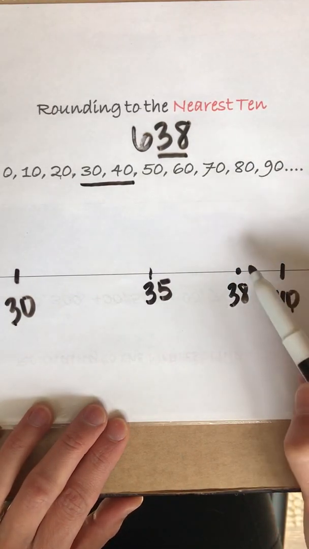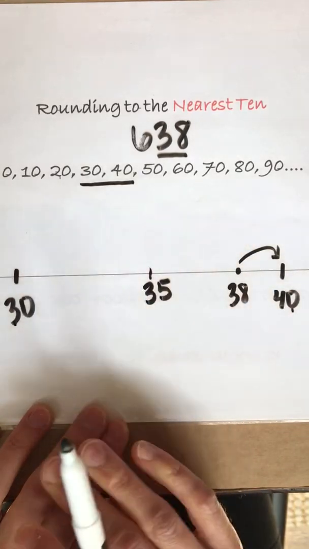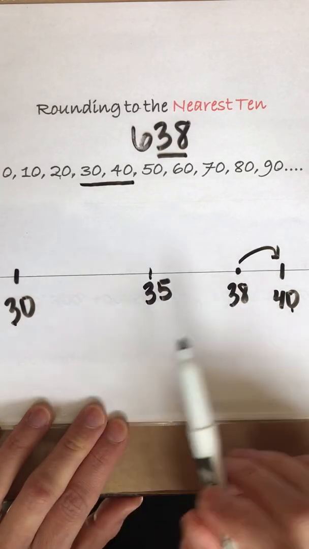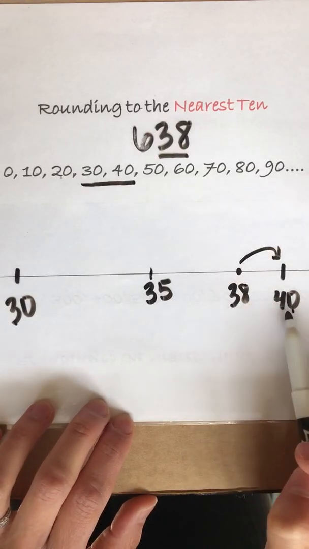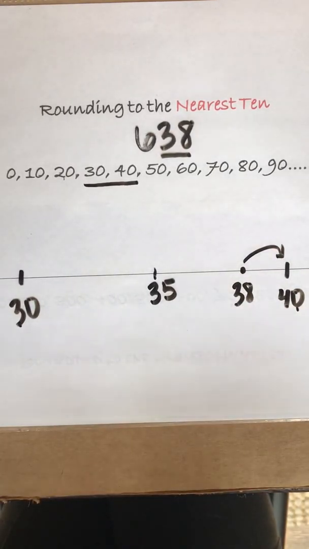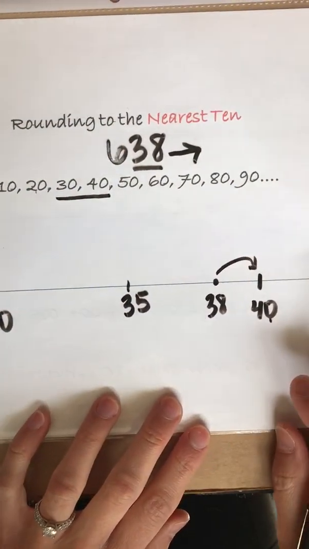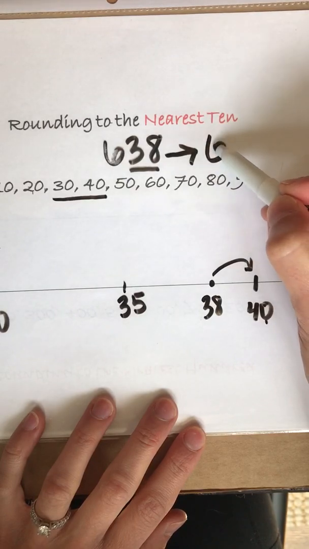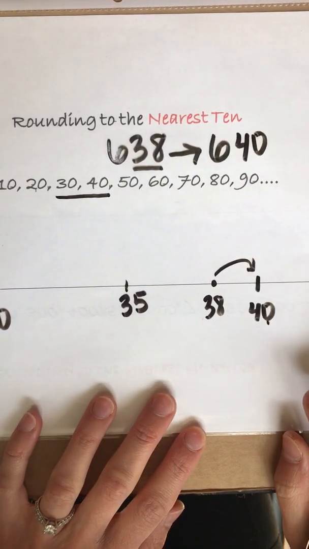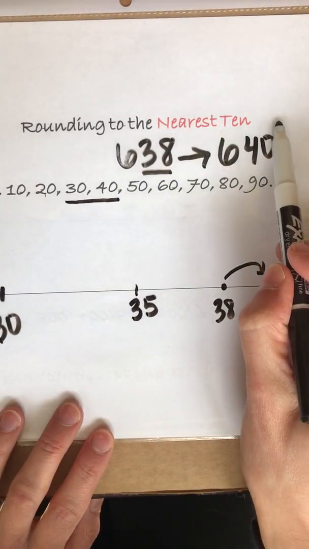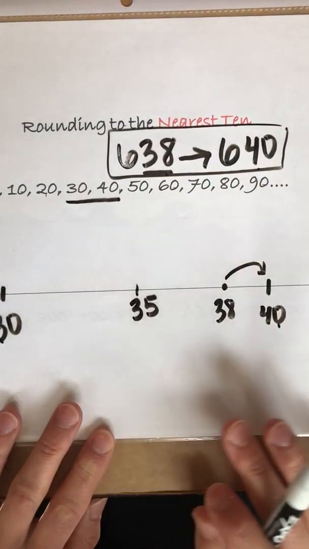So you tell me, does 38 round up to 40, or would 38 round all the way down to 30? You want to pick the 10 that 38 is closer to. So what do you think? Very good. 38 rounds up to 40. But remember, our number isn't just 38, it's 638. So 638 rounds to, we keep our hundreds the same, 640. So when you go to put your answer in on your quiz, this is 638 rounded to the nearest 10 is 640.